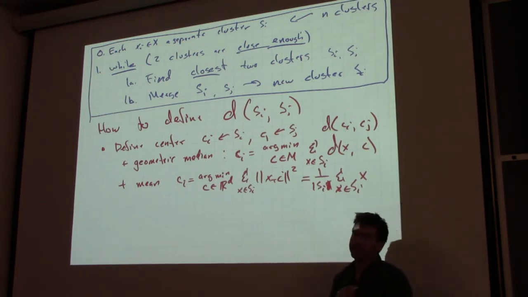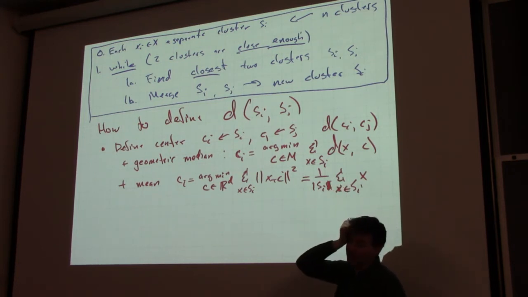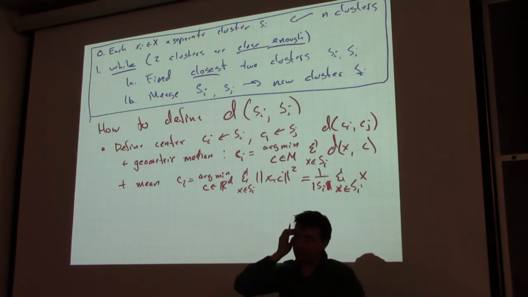So this center is technically not a point of the data set, right? Correct, yeah. This is not necessarily a point of the data set. We'll talk much more about these variants on Wednesday. But you can use these within this hierarchical framework.